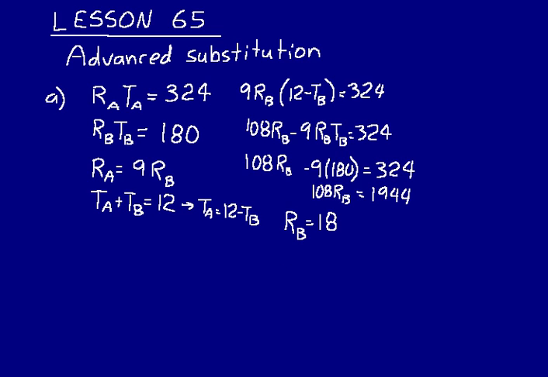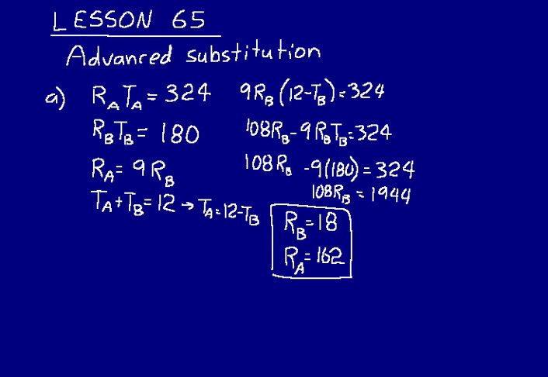And so RA, we can go back and figure out RA now. RA is equal to 9 times RB. That's the third equation there on the left. And so we can say 9 times 18. And so we just do that. 9 times 18 is 162. So RA is 162. And so there's RA and RB.